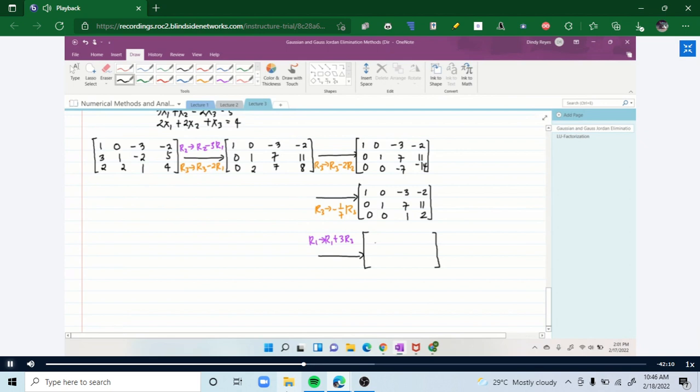So this is 1, 0. This becomes a 0. And then multiply this by 3. R1 is negative 2 plus 3 times 11. So negative 2 plus 33. We get 31. It seems there is a wrong number.